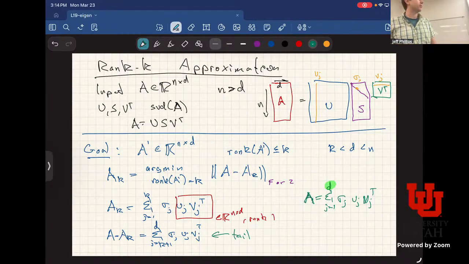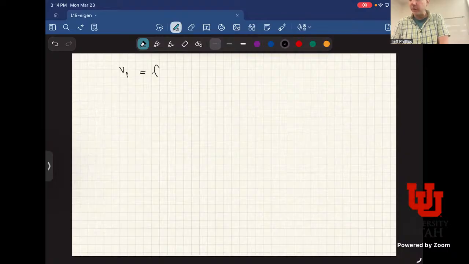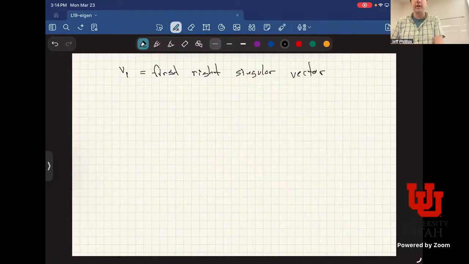Let's go a little bit more into what these different norms mean, and this will help give more intuition about what these representations mean. Again, this is partially review from last time. Let's remember what V1 is. This was, remember, the first right singular vector. All right, the first right singular vector. And how did I define what this was? How did I get the first right singular vector?